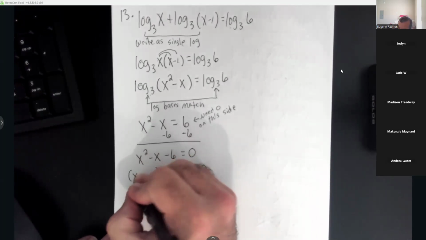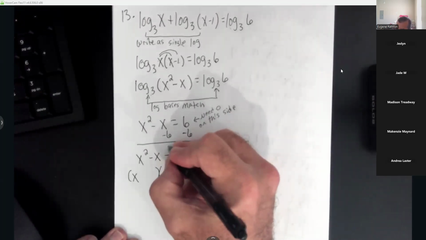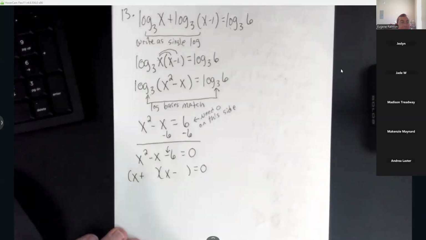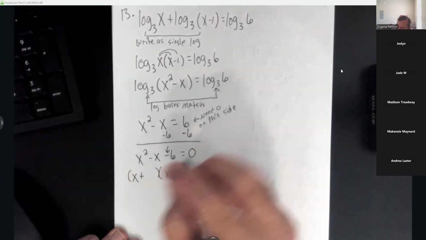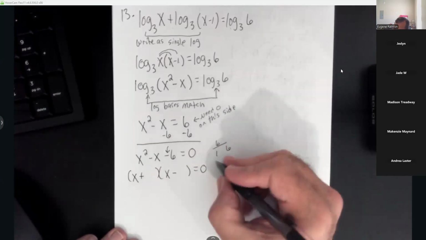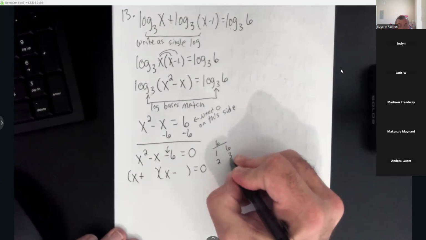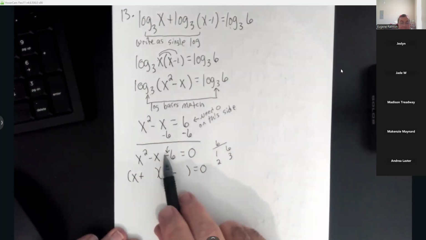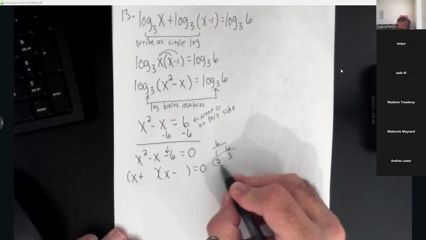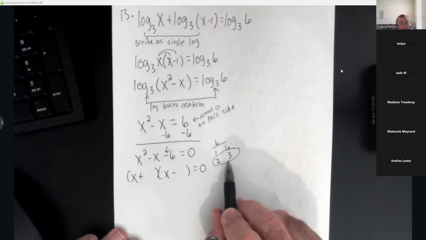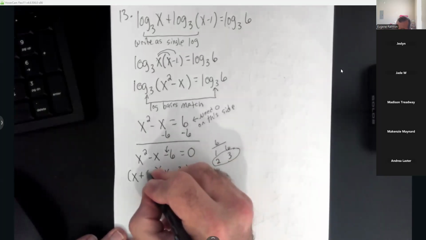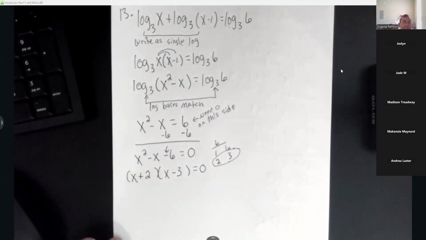x squared is an x and an x. The last one's negative again, so you got a positive and a negative. All right, y'all, let's find factors of 6. We got 1 and 6 and 2 and 3. I need mine to subtract and give me a 1. So, y'all, that's going to be 3 and 2. The larger number is going to be negative like the middle, and then the 2 will be positive.